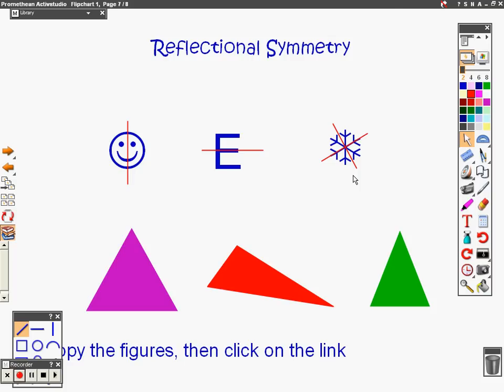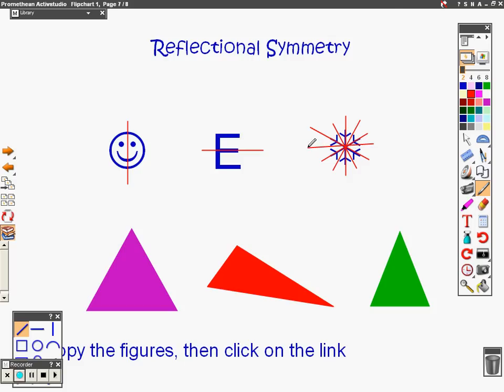I could keep on going, and I could say 1 right through there, 1 right through there, through there, and through there. So there are lots of lines of symmetry.